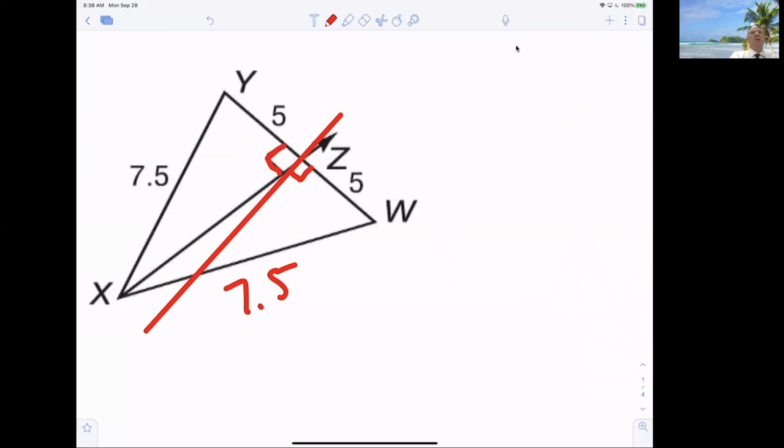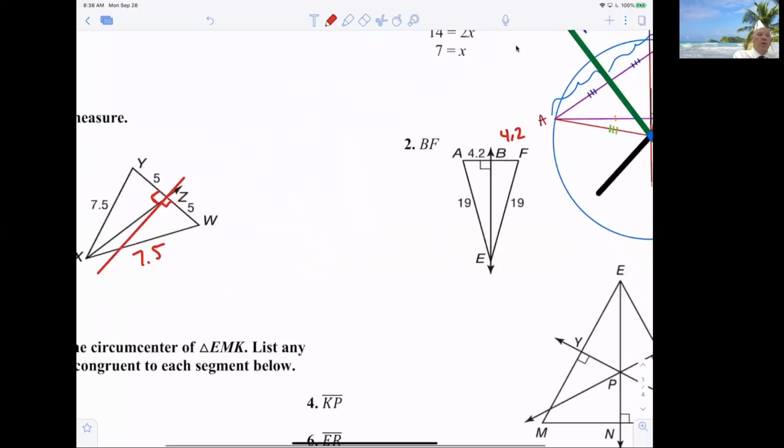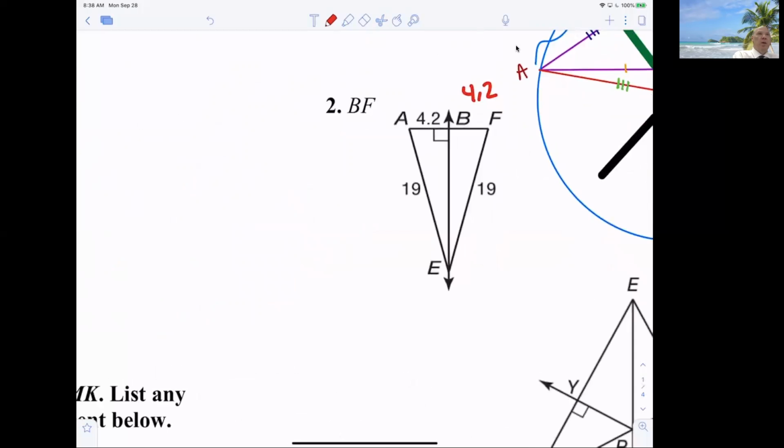True? Now listen, I just said something important. The perpendicular bisector does not have to go through the vertex. That's where I think they made a mistake on this one. Over here, this is okay because it's an isosceles triangle. If you have an isosceles triangle, the perpendicular bisector will always go through the vertex.